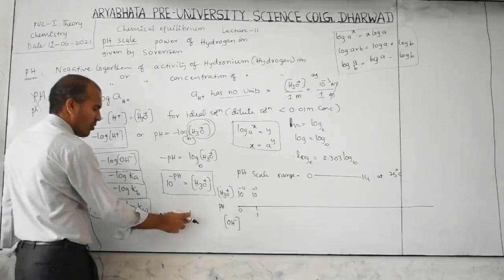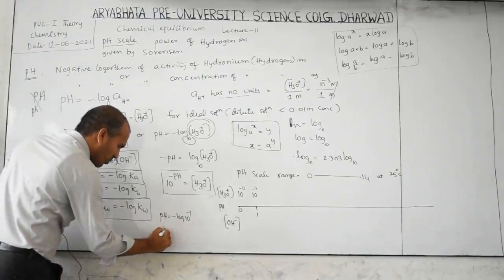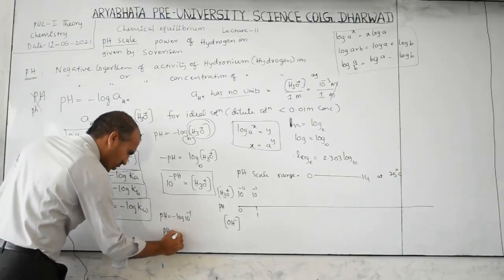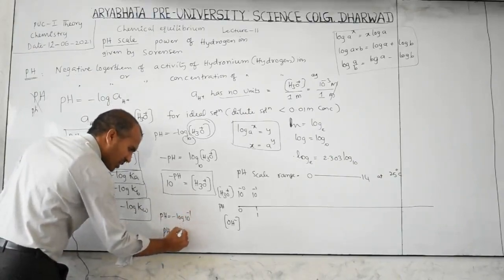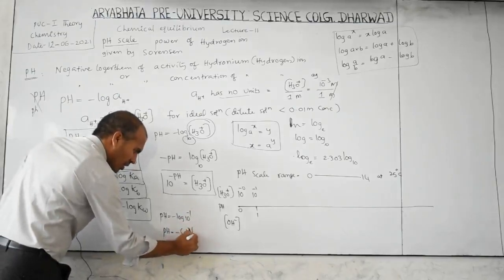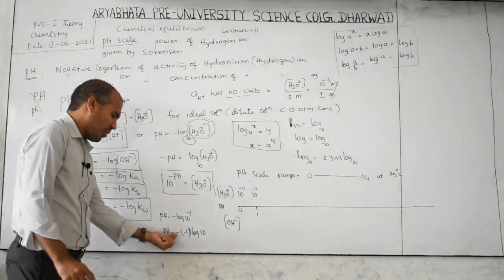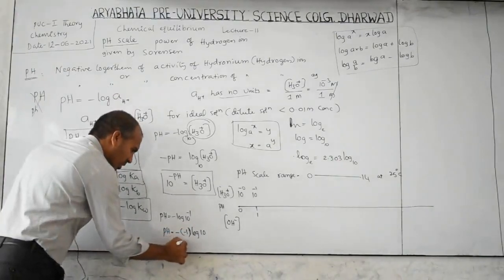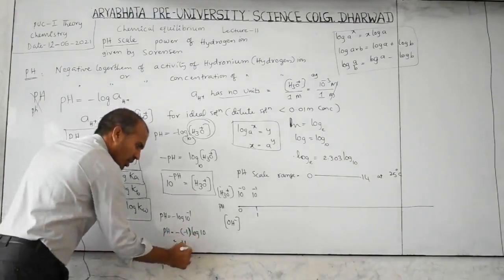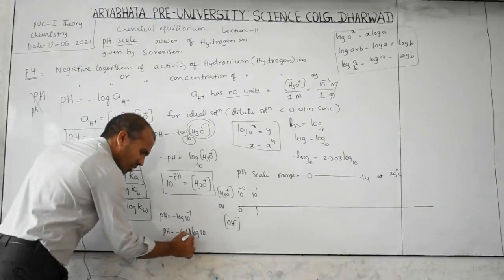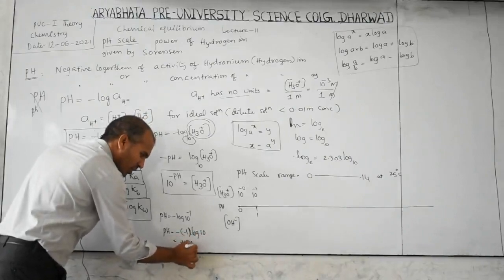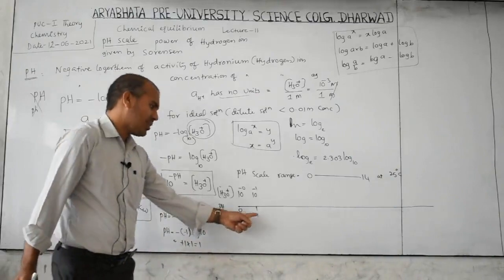Now this is a power x form. Therefore we can write pH is equal to negative, and this is x, therefore minus 1, and log 10. This is minus into minus, plus. Then plus 1 into log 10. Log 10 value is 1, so 1 into 1 is 1. Therefore pH is 1.